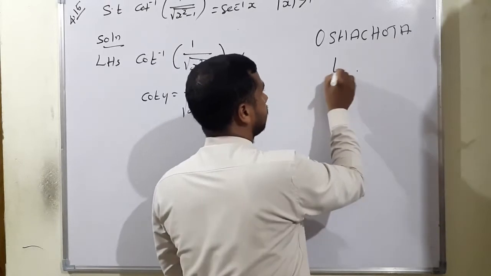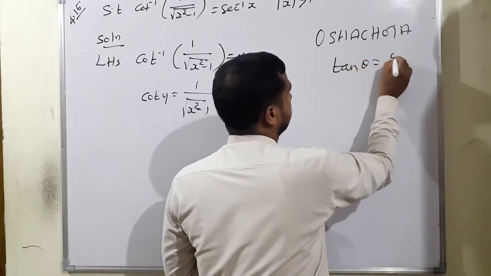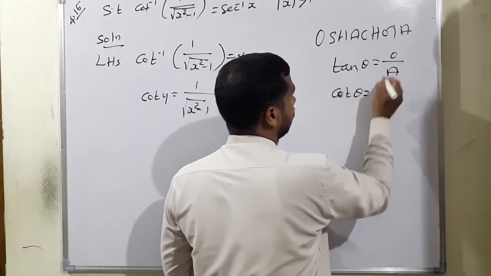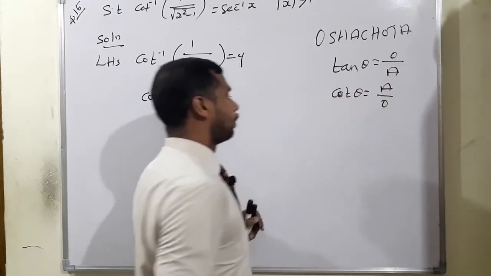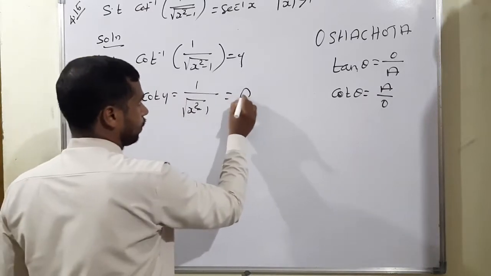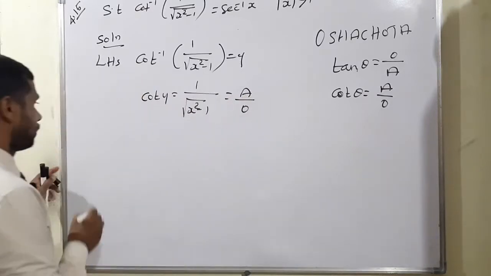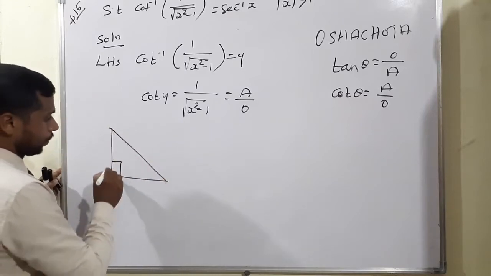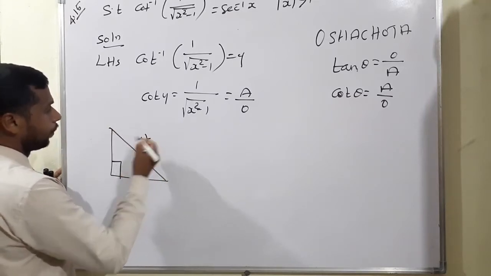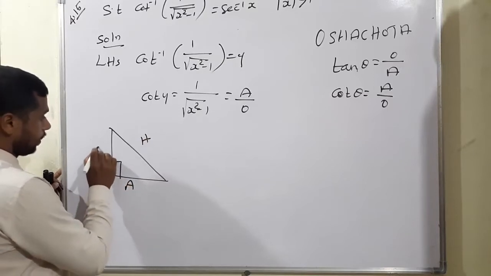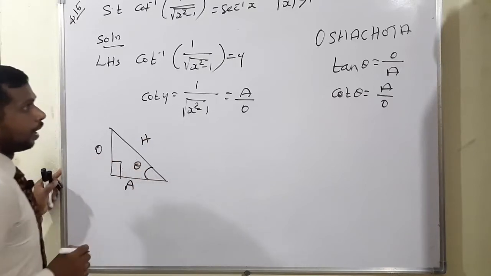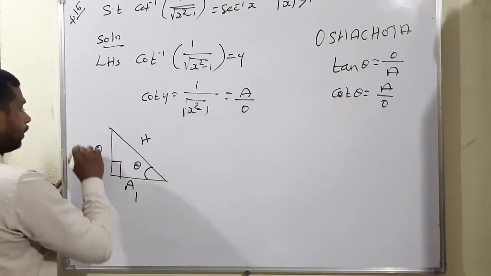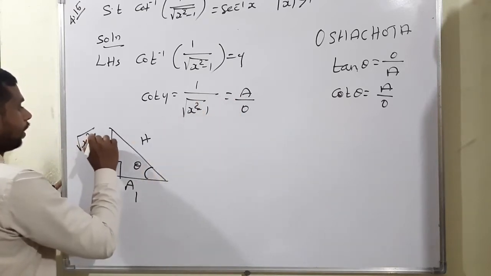What is the meaning of tan theta? Tan theta is equal to opposite divided by adjacent. Therefore, cot theta is equal to adjacent divided by opposite. In the right angle triangle, we have the hypotenuse, adjacent and opposite. Now cot means the adjacent value will be 1 and the opposite value is square root of x square minus 1.